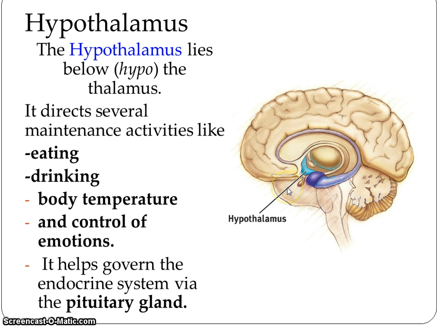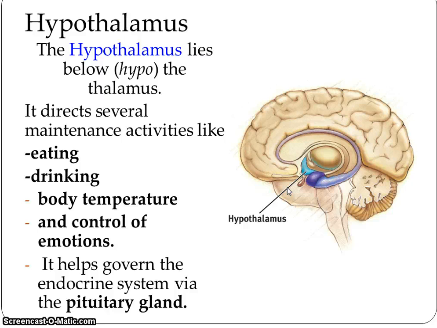The hypothalamus is involved with maintenance activities like eating, drinking, the regulation of our body temperature, and also deals a little bit with the control of emotions. It helps govern the endocrine system via the pituitary gland. So remember, in the last lecture, we talked about how the endocrine system releases hormones, and the hormones are controlled by the pituitary gland, which is the master gland. The hypothalamus is governed by that gland.